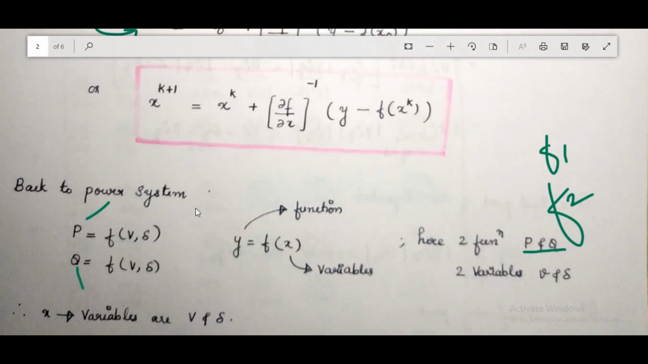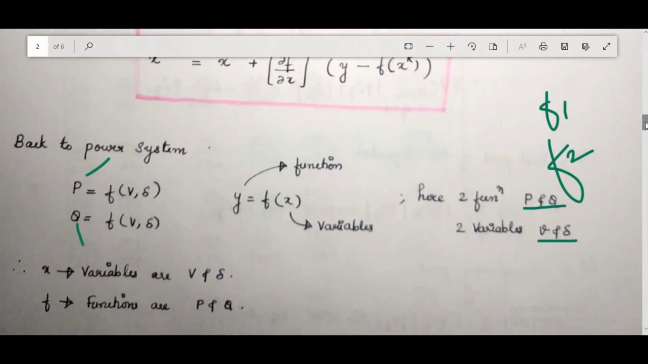Two functions are there. And how many variables are here? Is there only one variable? No, we have two variables here. V and delta are the two variables. So instead of a single variable x, in power system I have two variables V and delta. Instead of a single function f in mathematics, in power system we are considering two functions. One is P and another one is Q. Okay, now we are going to expand like the mathematical equation.